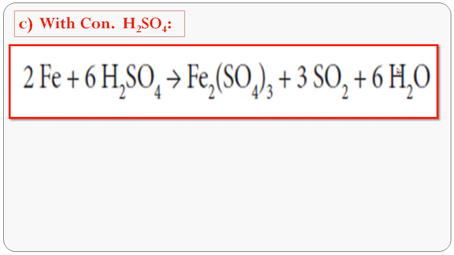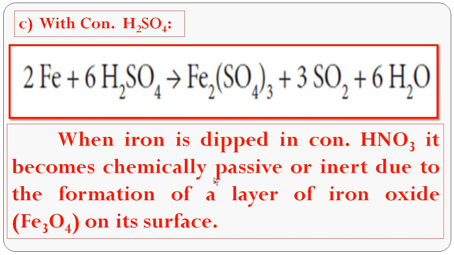So here I put 6. So 6 2s are 12. Now check the oxygen. On this side 6 4s are 24. Now check this side. 4 3s are 12, 12 plus 6 is 18, 18 plus 6 is 24. Lastly you balance iron, 2 Fe. So here I put 2 Fe. In this way you have to balance the equation.